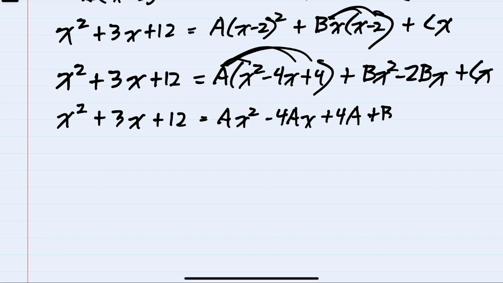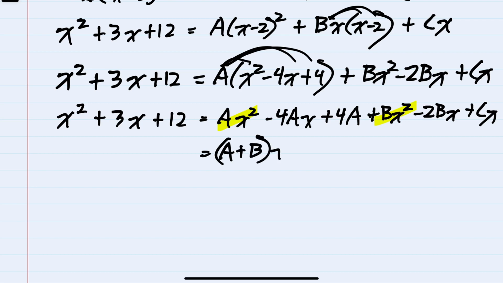Bringing down these other terms, I can group together on the right-hand side all of the terms that have an x squared. So there's an A and a plus B, so (A plus B) x squared. And then looking at the x terms, I have a negative 4A minus 2B plus C that are each being multiplied by x. And then for constants, I have just that plus 4A.